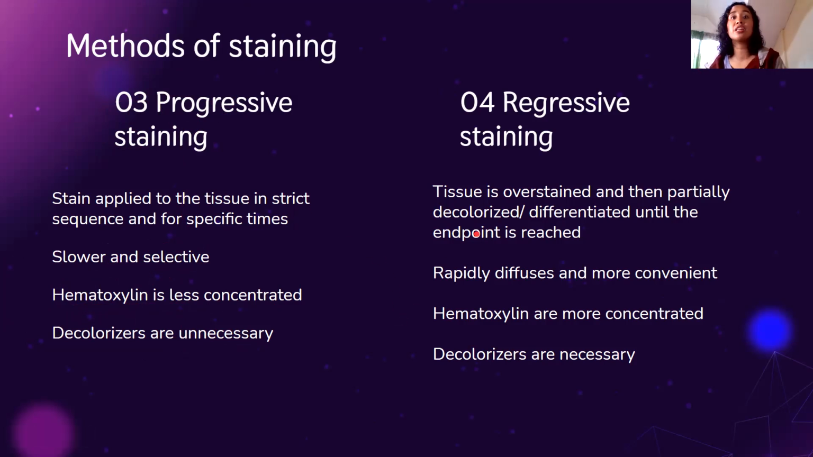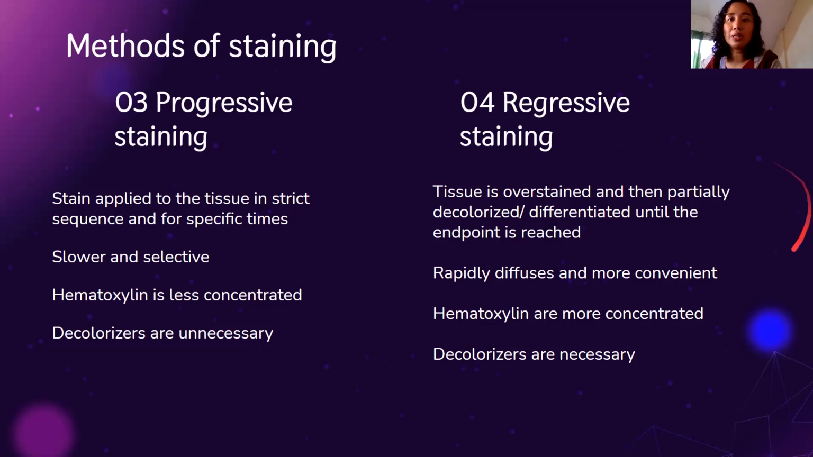Here we have regressive staining. Regressive staining, guys, tends to be faster and more convenient because you overstain the tissue. From the start, you flood it with stain. Then partially decolorize. So there is a need for decolorization in regressive staining. This one goes backward, because you overstained it in the first place, so you will decolorize it. Like gram staining, you need a decolorizer. So regressive needs a decolorizer. It's necessary. For progressive, it's unnecessary.